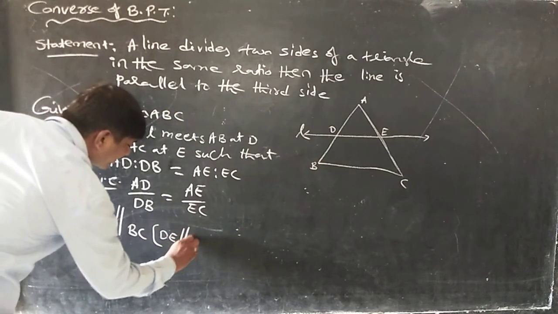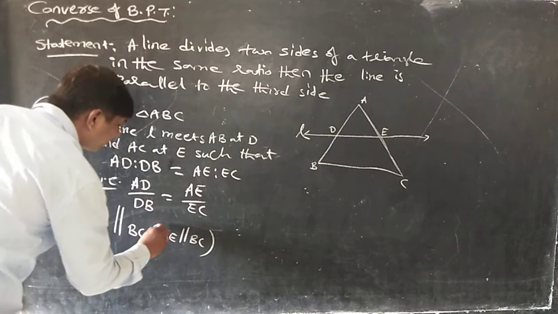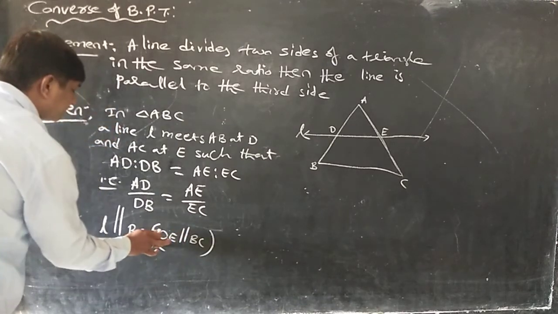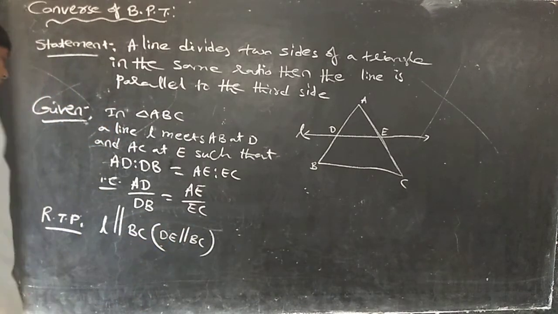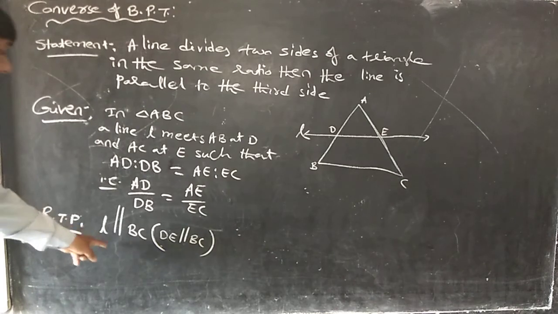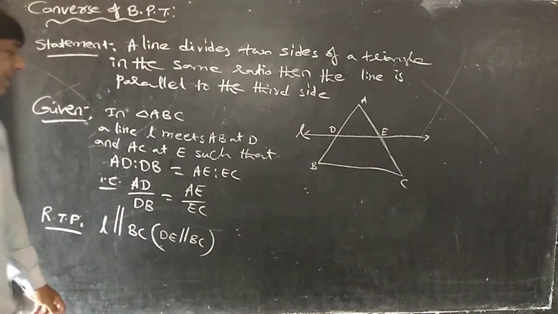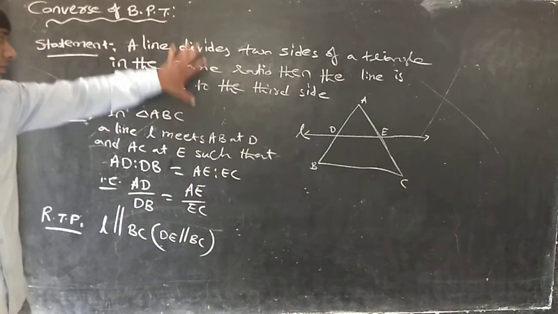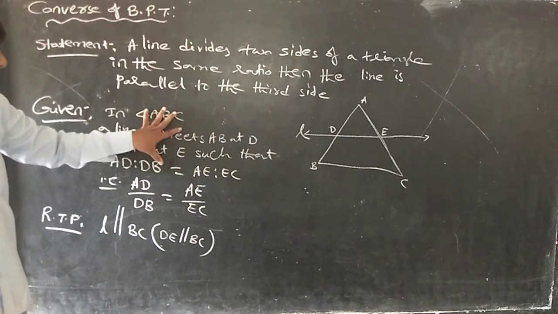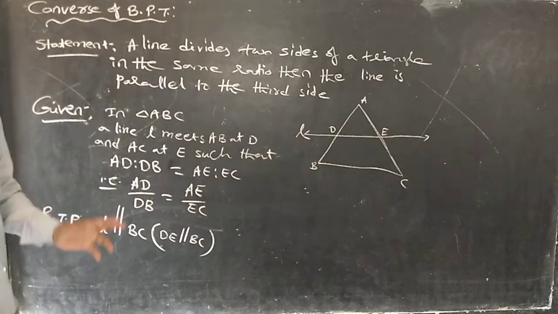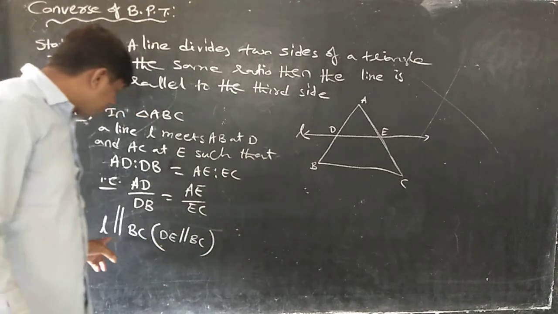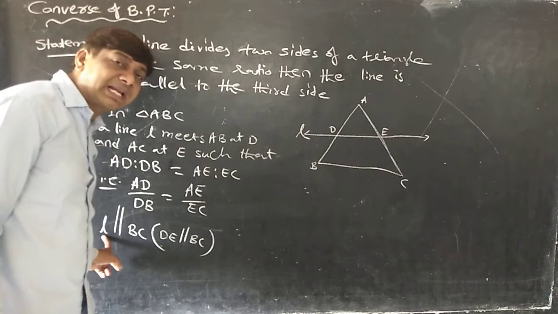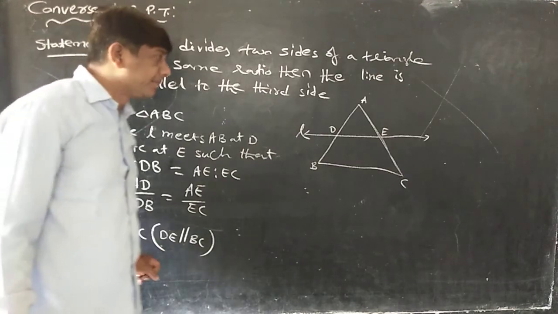We can write: now required to prove is L parallel to BC, or DE parallel to BC. This is the given information, from the statement given, I wrote. Now what is to be proved, I also wrote. What we have to prove here is L parallel to BC.